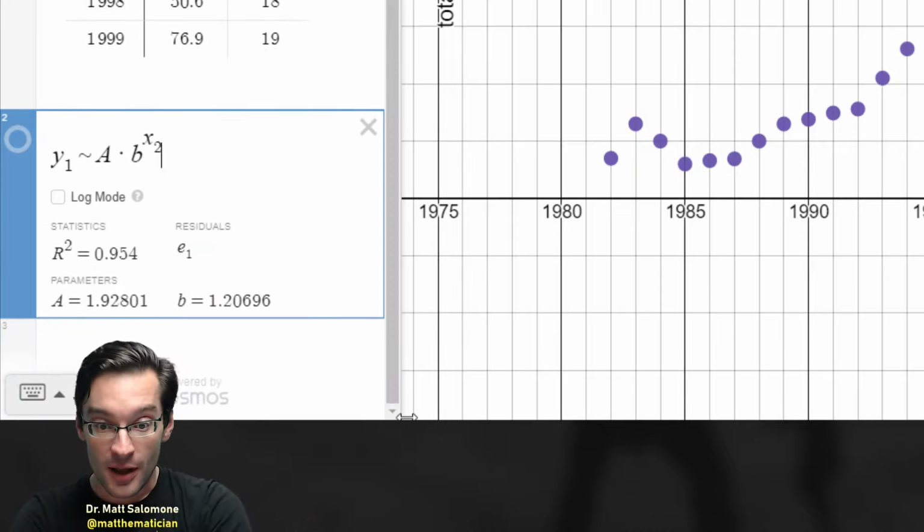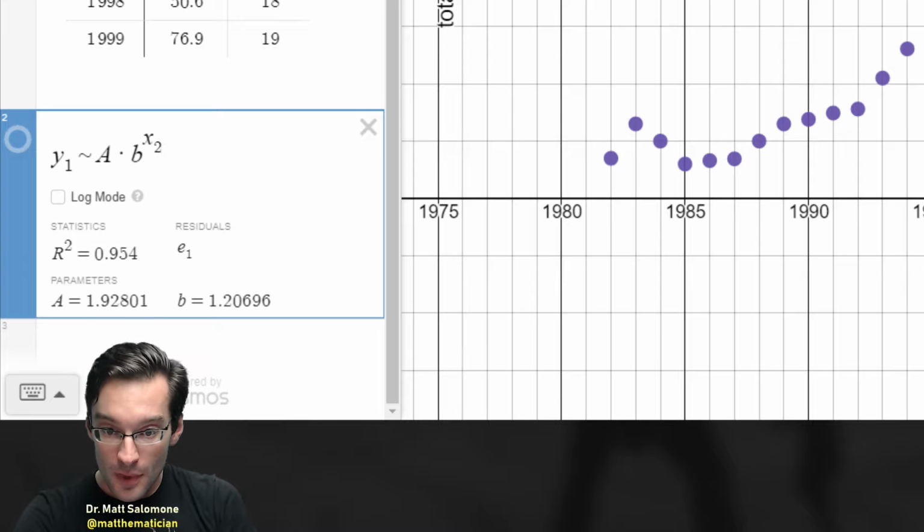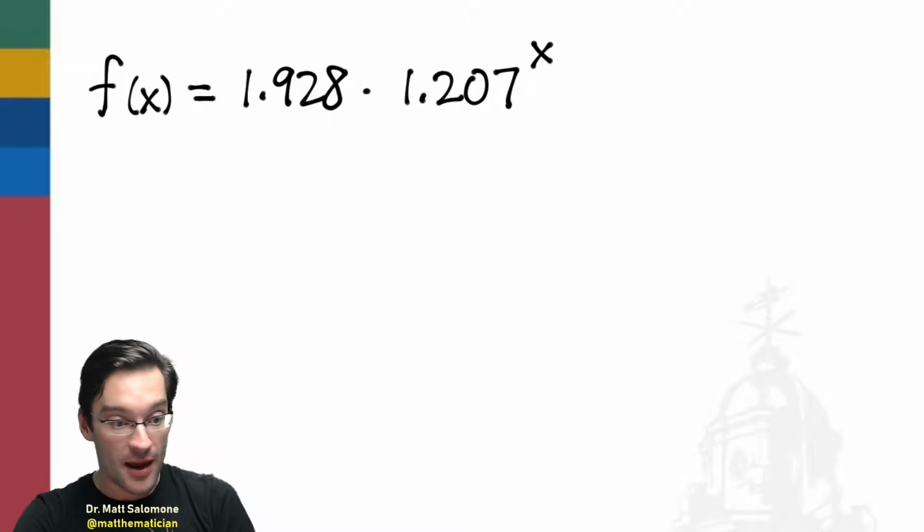I'm going to write this on a blank screen, so you're not going to be able to see this for just a quick second, but bear with me here. So the function model that we got was f of x equals a, which is 1.928, times b, which is 1.2069. I'm going to round that to 1.207, to the x. Okay. So here is the equation that our Desmos grapher has given us as the exponential function of best fit for the data that we have here in this chart.